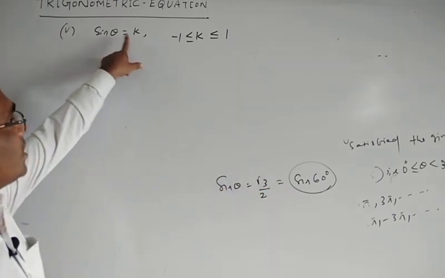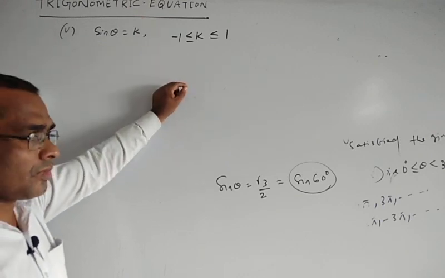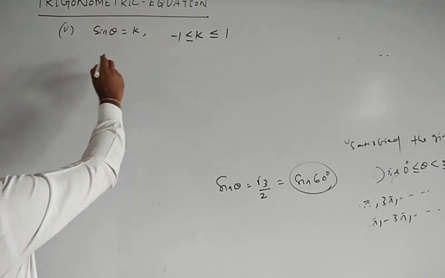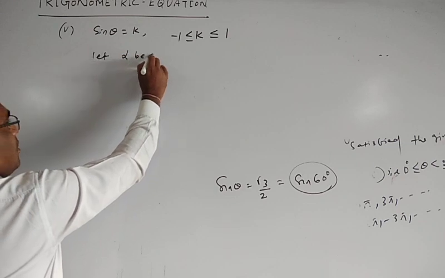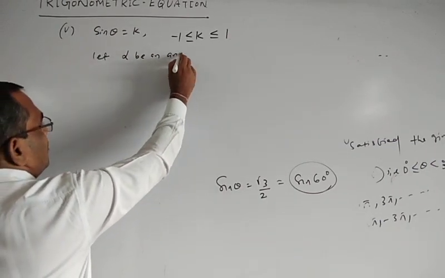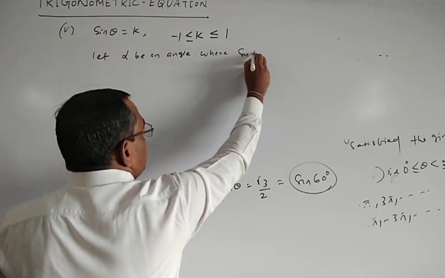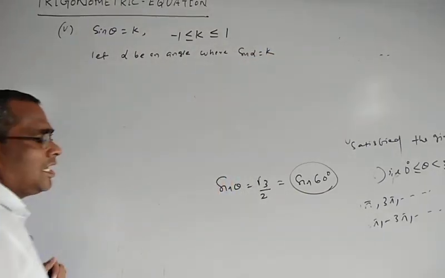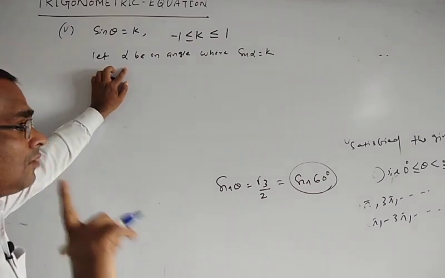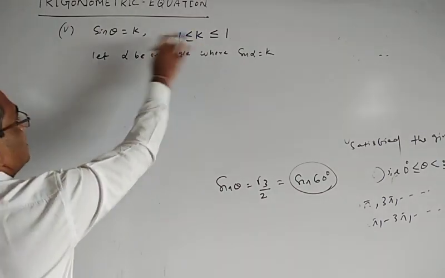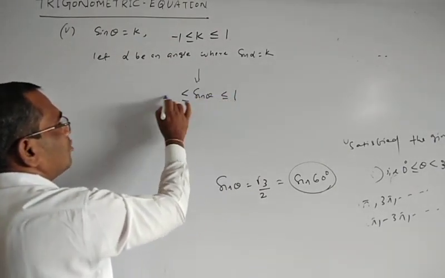Like that, sin theta is equal to k means first you write for which value of alpha. Here you write in this way: first let alpha be an angle where sin alpha is equal to k. Alpha is a small angle, but this value of alpha lies in between. K means sin theta, that is, less than or equal to 1 and greater than or equal to -1. What is theta?